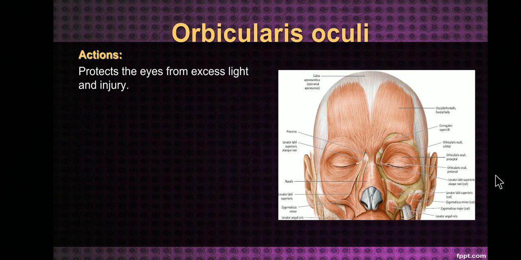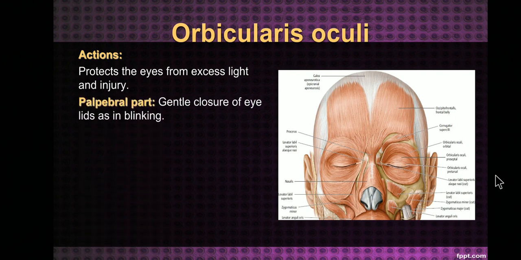The next is the palpebral part. It causes gentle closure of our eyelid, as in blinking. This blinking is voluntary: at our will we can blink, but without our knowledge we also blink our eyes at regular intervals. So that is about the gentle closure by the palpebral part.